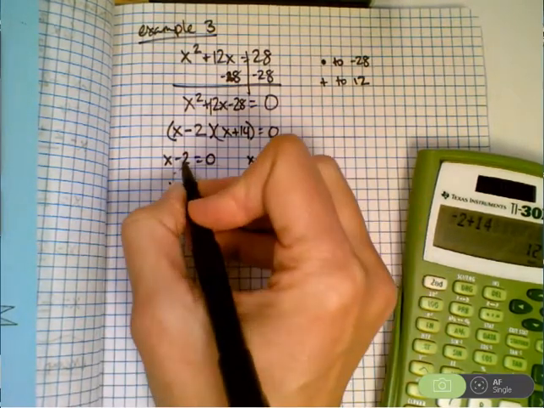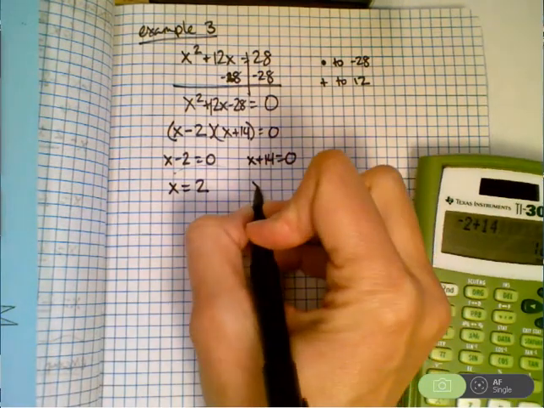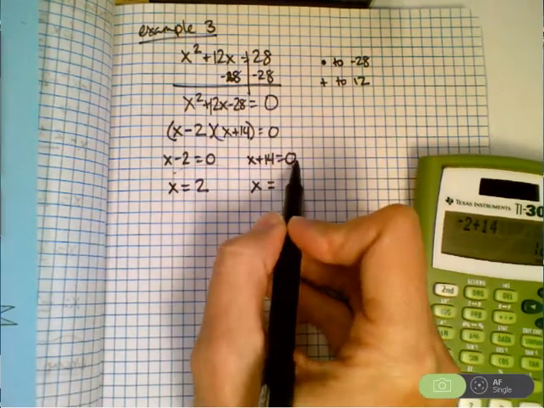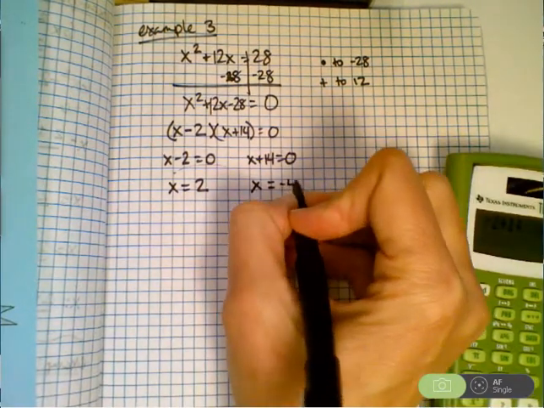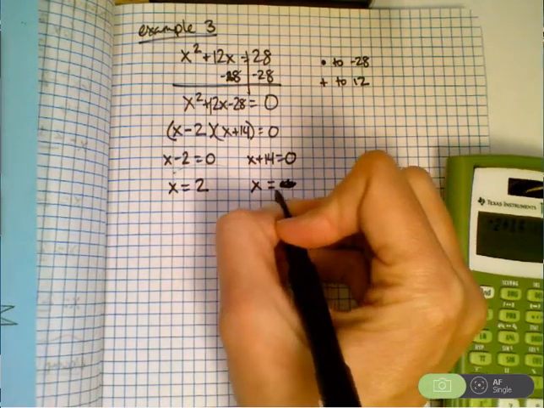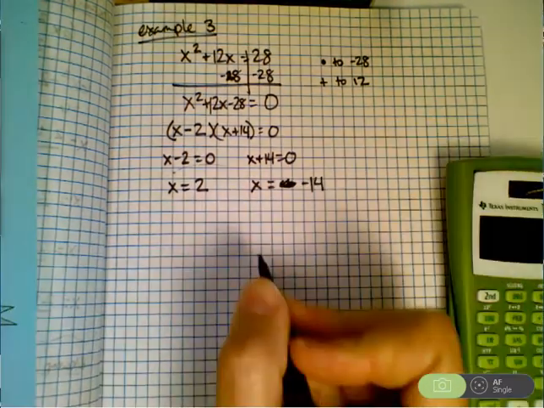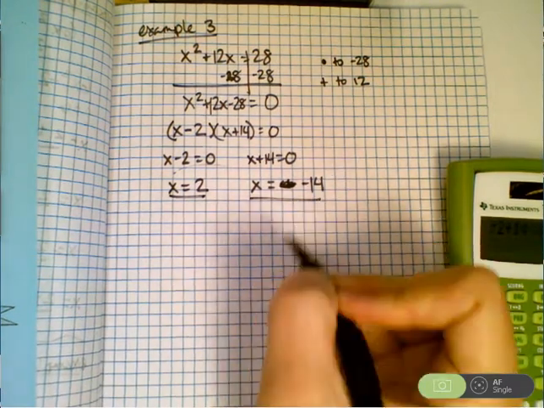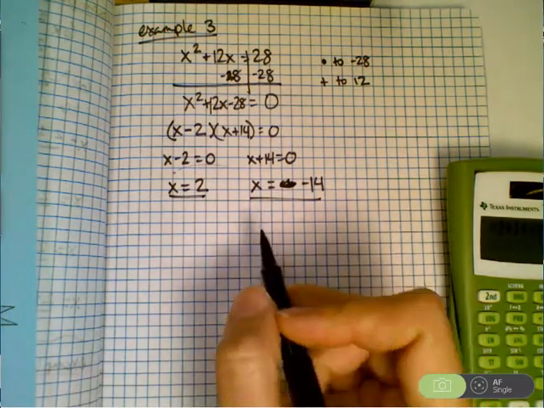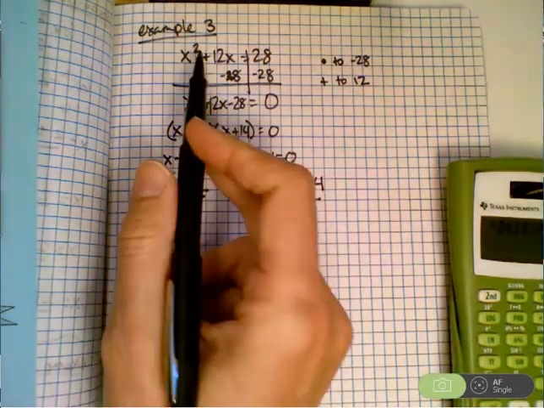So if x minus 2 is 0, we add 2 and we get x equals 2. And if x plus 14 is 0, we subtract 14 and we get x equals negative 14. So our two answers are positive 2 and negative 14. And if you ever wanted to check that, you could think about just plugging them back in.